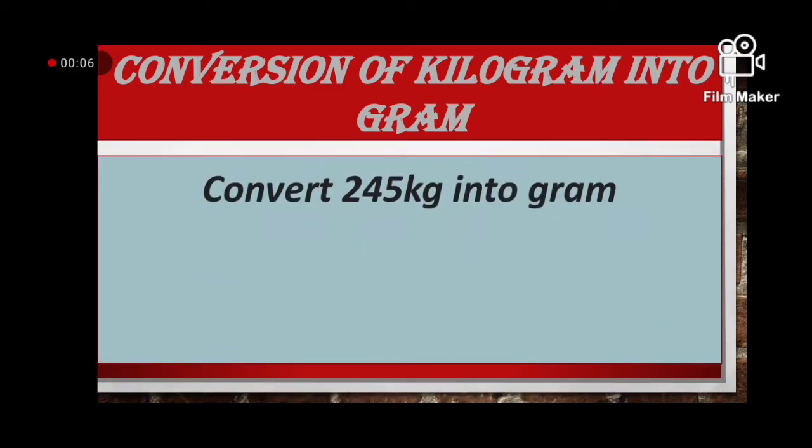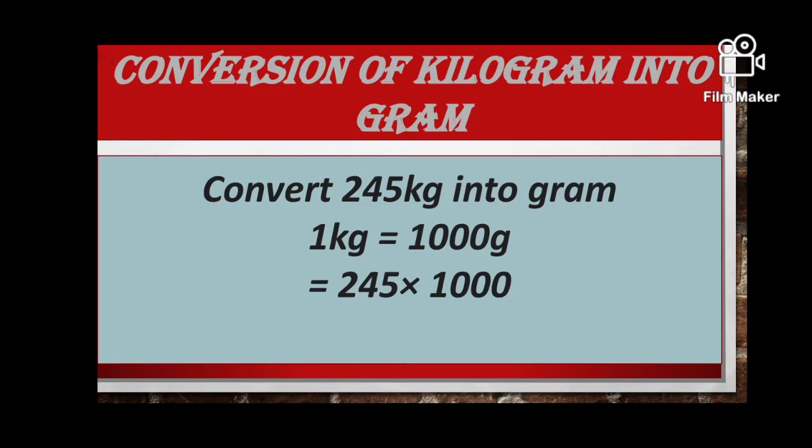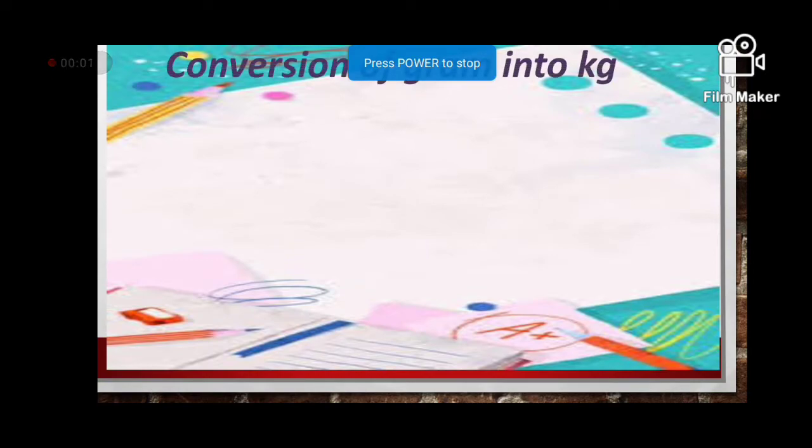Now the conversion of kilogram into grams. Convert 245 kilograms into grams. We should know the standard, that is 1 kilogram is equal to 1000 grams. If 1 kilogram is equal to 1000 grams, so 245 kilogram multiplied by 1000, and we will get 245,000 grams.